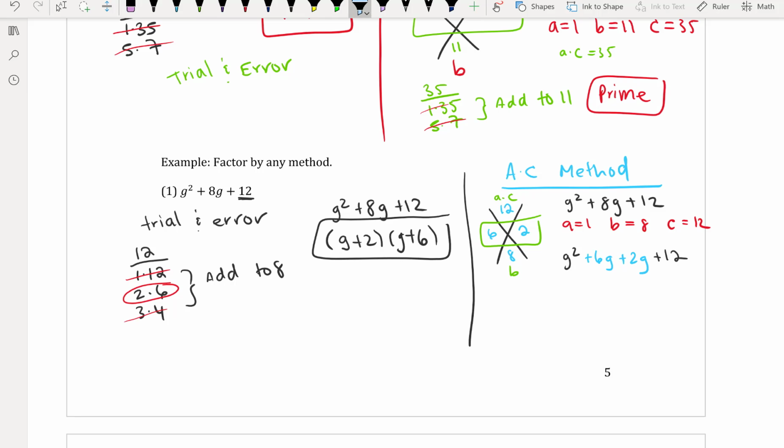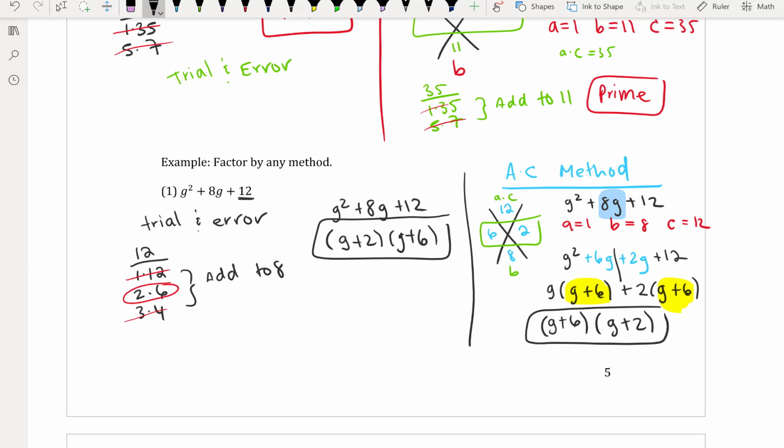Remember, all I'm doing in the AC method is rewriting that middle term so I can have 4 terms, so I can split it and do factor by grouping. The first two terms have a g in common, so I'm left with g plus 6. The last two terms have a 2 in common, so I'm left with g plus 6. So I can clearly see that my common binomial factor is g plus 6, and whatever is left over is my g plus 2. And notice how I get the exact same answer.